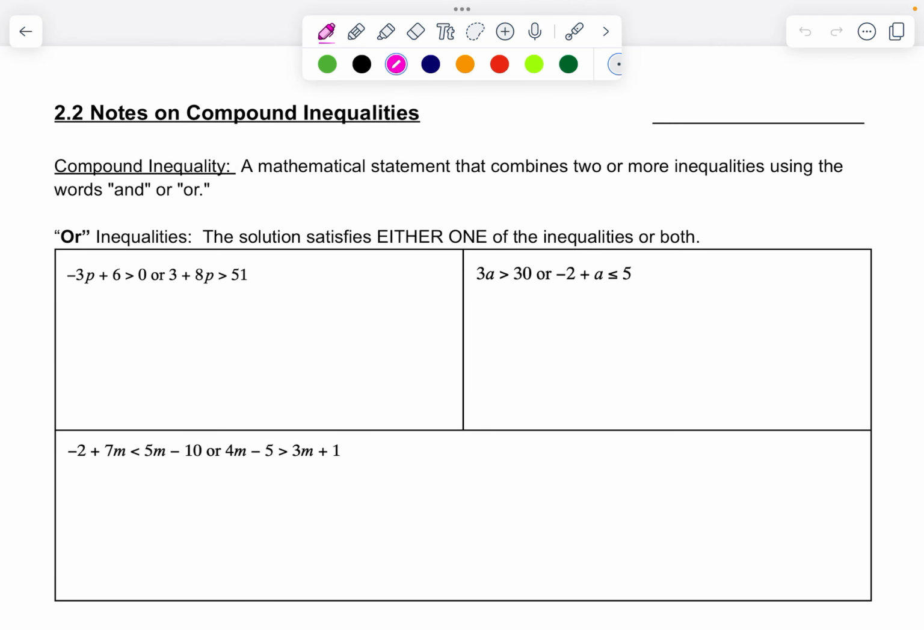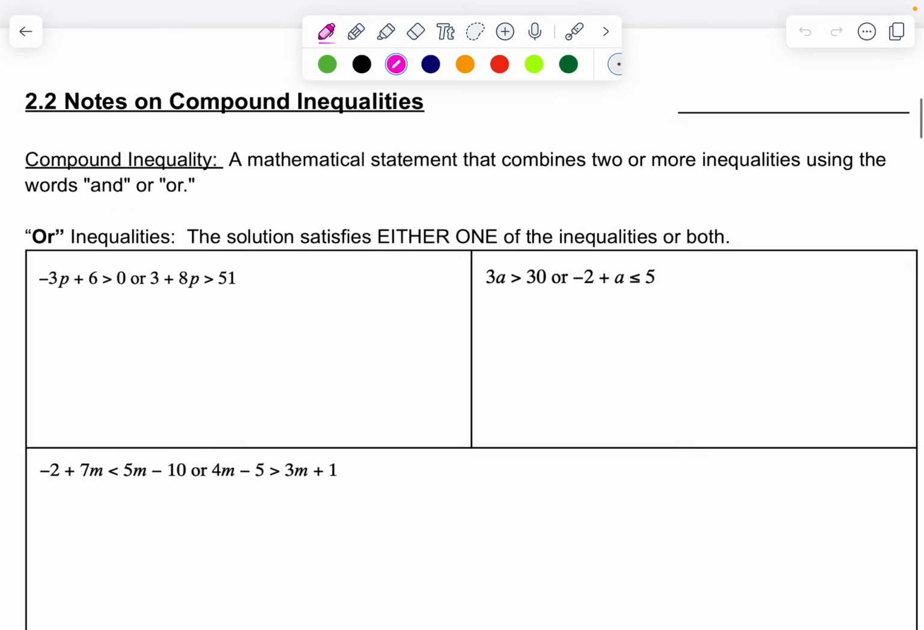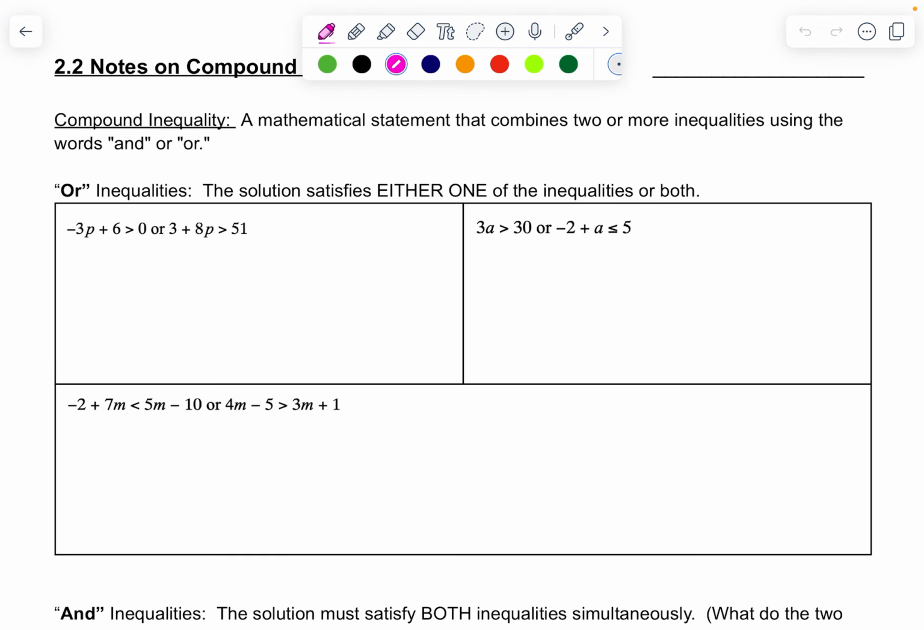Hello friends, today we're going to talk about compound inequalities. Compound, like a compound word, is just putting two inequalities together. So for these compound inequalities, you're either going to see "or" and "and," or there's going to be a situation where a variable is squished between two numbers or squished between two inequalities.